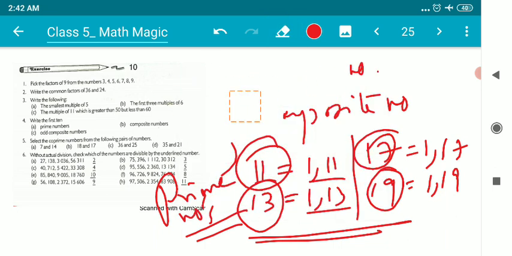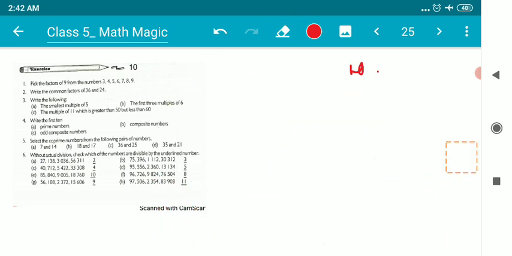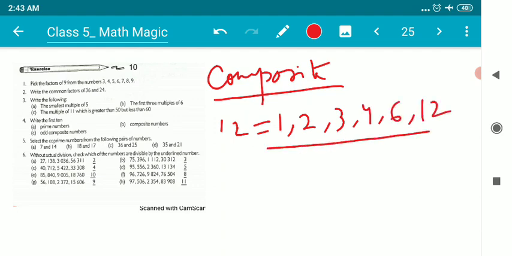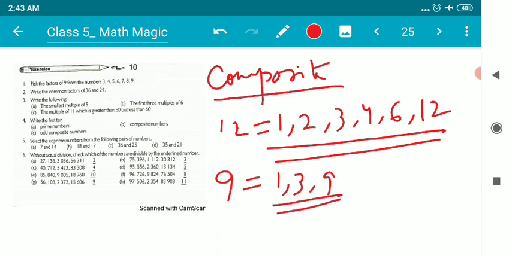Now children, let us understand composite numbers. Composite numbers are the numbers which have more than two factors. Suppose children, I'm writing 12. 12 has so many factors: 1, 2, 3, 4, 6, then 12 itself. See children, so many factors over here. Suppose I'm writing 9. 9 has how many factors? 1, 3, 9. More than two factors.